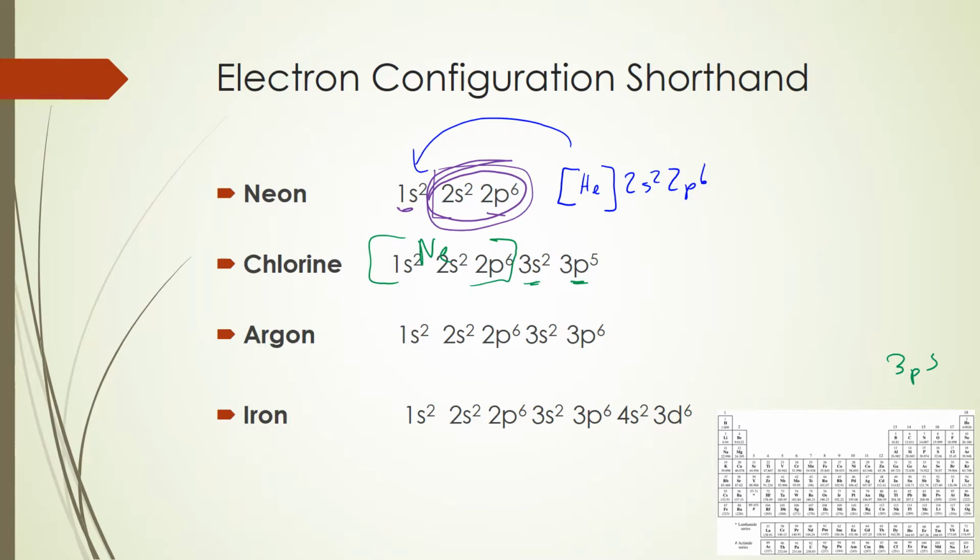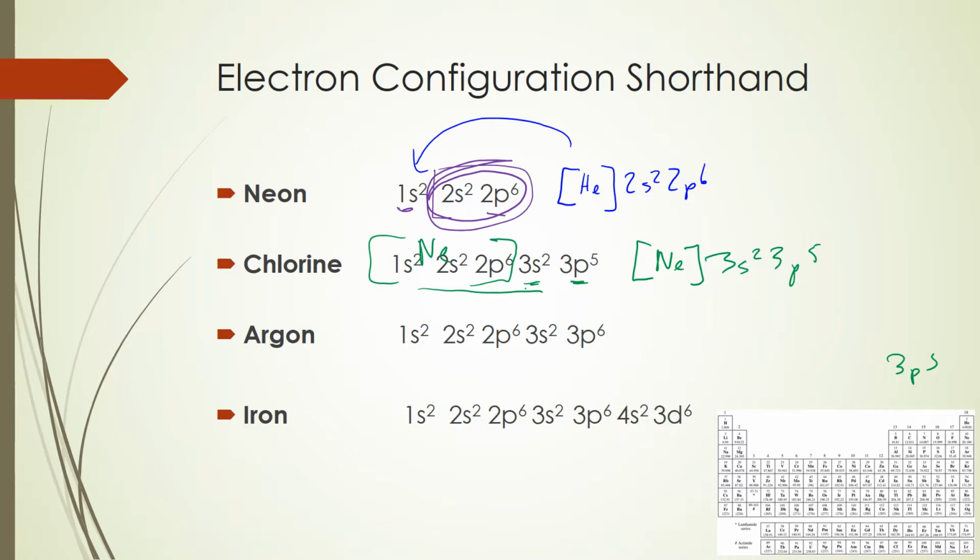So let's save ourselves some time. Instead of writing out this big long one, we put parentheses around it. We write the stuff that's neon, brackets I mean, and then we write the stuff that's not neon. In this case, the 3s2 3p5. See, like I said, if you understand how to read the table and you know this is the p block, this is the d block, all that kind of stuff, this is where it makes it easier to go back and do this.